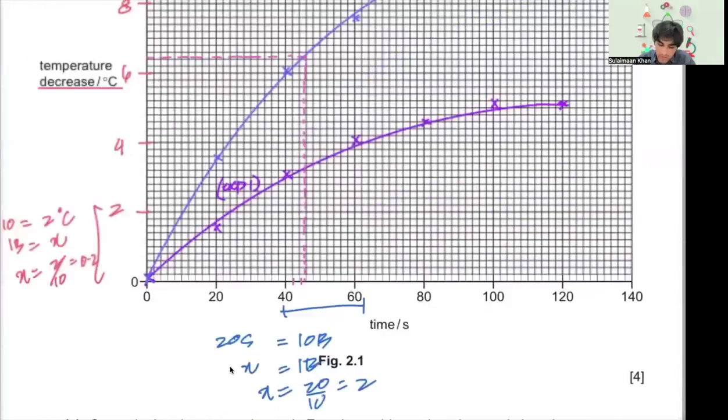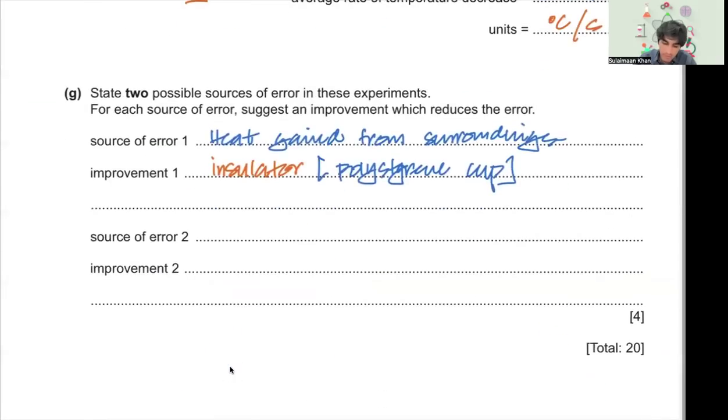Now, you could also see the temperature. The initial temperature is not the same. You could have used that. So what's the source of error? There is water already inside the boiling tube in experiment 2. And what's the improvement? Dry it.